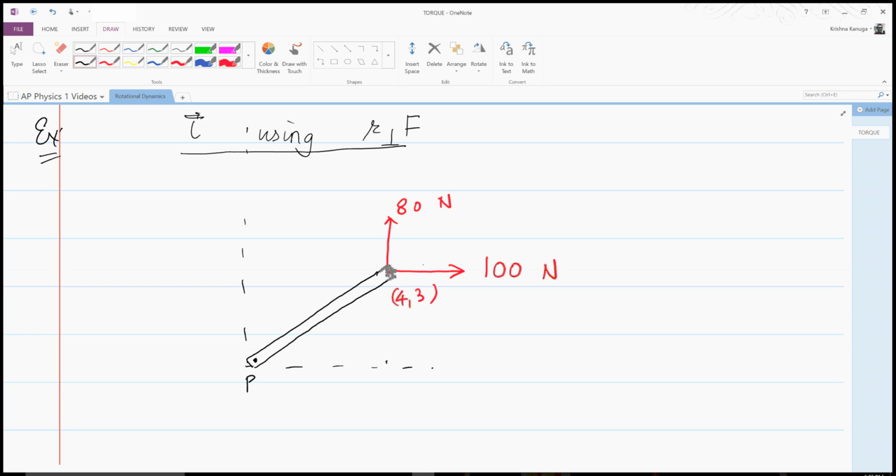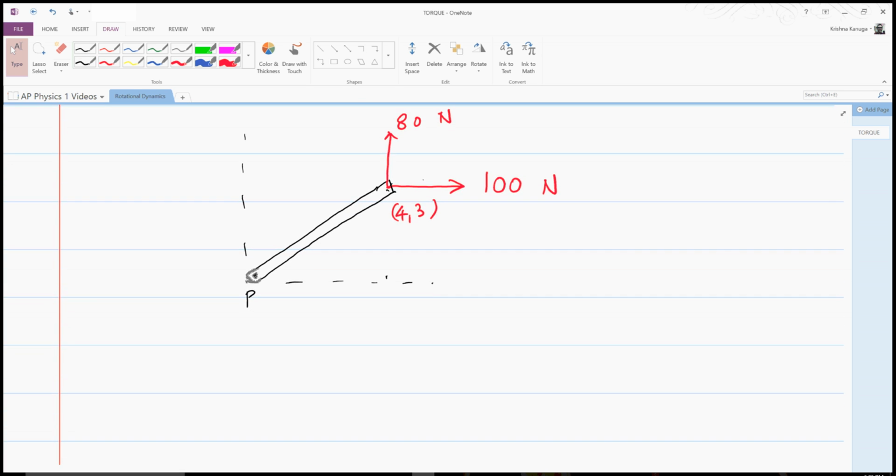The direction of the torque is unaffected by either of the two definitions. We still know that the 100 Newton will create a clockwise rotation and the 80 Newton will create a counterclockwise rotation. So here's what we do. Just simply extend the force, and when we extend this force, the perpendicular distance of the force from the pivot is simply equal to 3 meters.